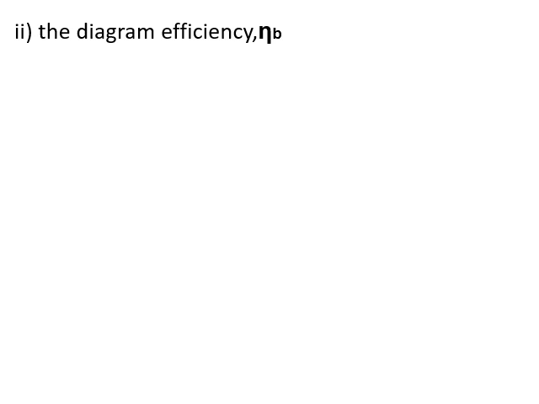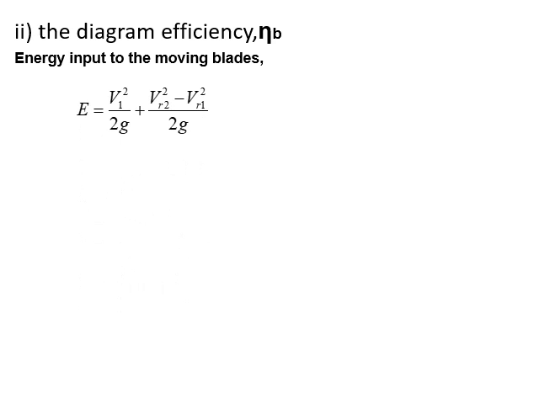The second thing, you have to calculate the diagram efficiency, that is given by eta B. So diagram efficiency is calculated like that. The energy input to the moving blade. So what is the energy input to the moving blade? That is given by E.